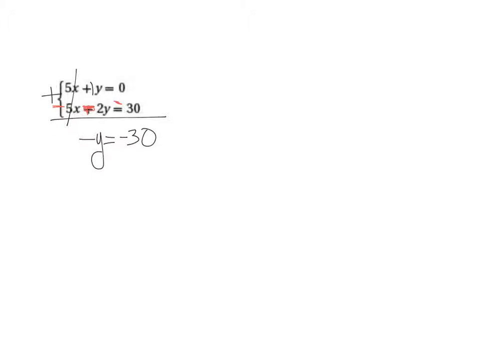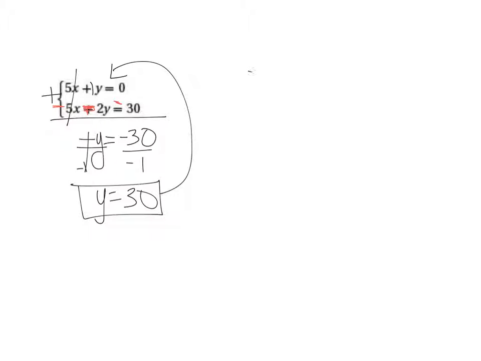So now again, you can either switch the signs and just do y equals 30, or you can divide both sides by negative 1, however you like to think about that. No matter what, you get y equals 30. Now I have to plug that back into one of the equations. It doesn't matter which one. So say I pick the first one, I get 5x plus 30 equals 0.